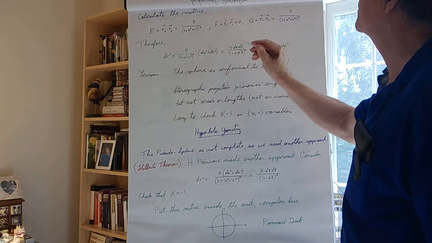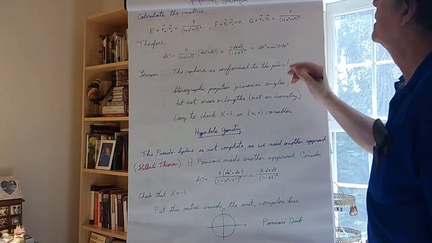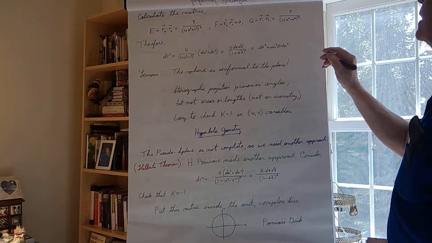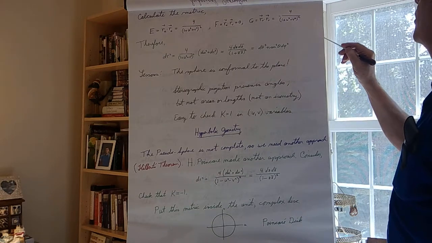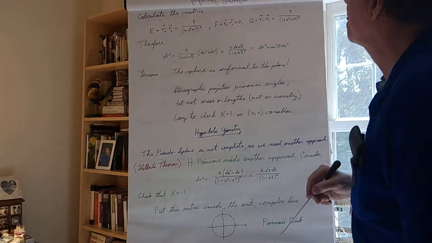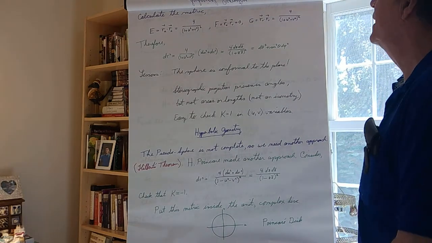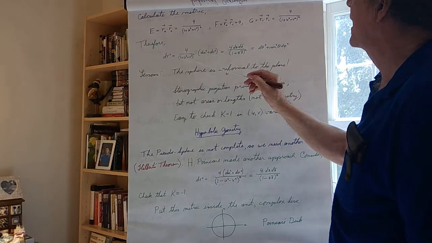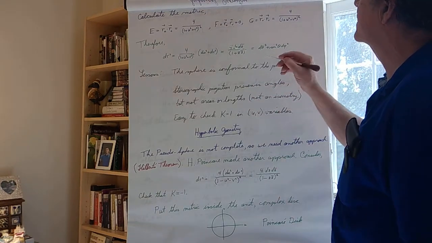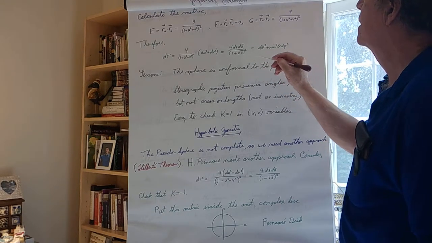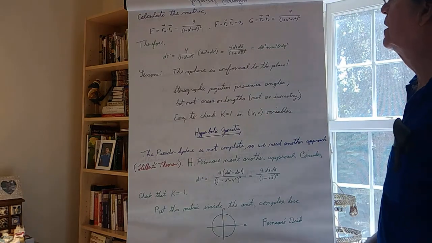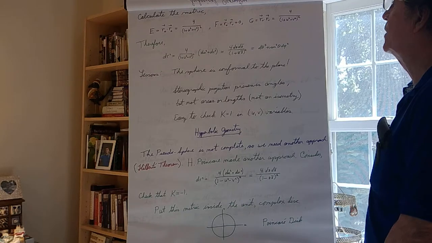Then I can calculate my metric. I can calculate E, it's 4 over this quantity squared. I can calculate F, it's nice and 0. And I can calculate G as this square, 4 over quantity 1 plus u squared plus v squared, all squared. And so the metric in this parameterization has this conformal form. It's flat space, modulated by an overall scale, which varies as you move over u and v.